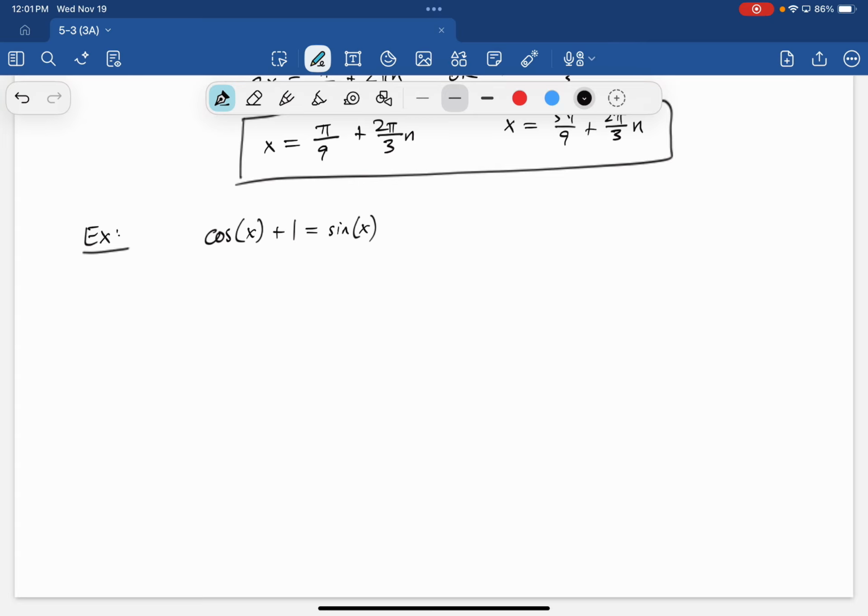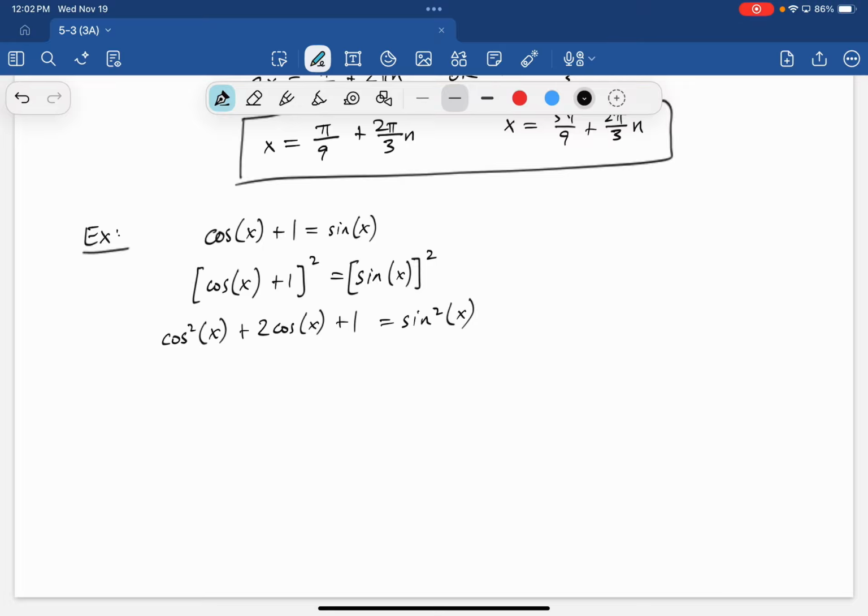The trick here is actually to square both sides. This is the trick. Square both sides. The reason we want to square both sides is because we want to introduce some sine squareds and cosine squareds, and then we can reduce it into a single kind of trig function. If we expand the left side, a plus b squared equals a squared plus 2ab plus b squared. So the left side becomes cosine squared x plus 2 cosine x plus 1. If we foiled that, that's what we would get. And then the right side is just sine squared x.